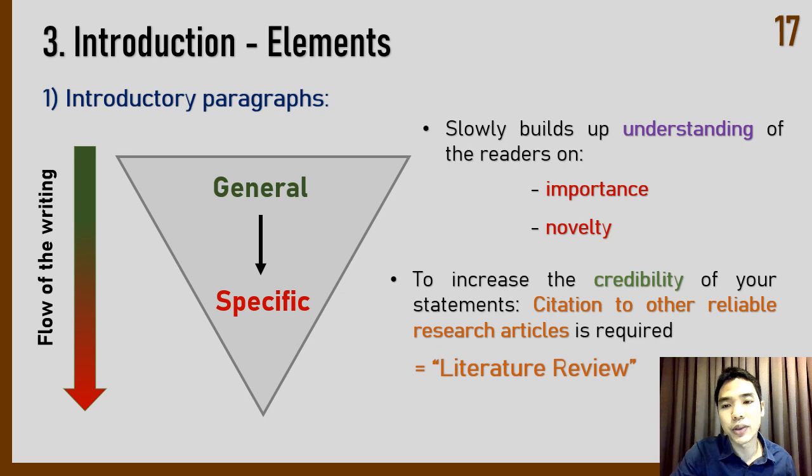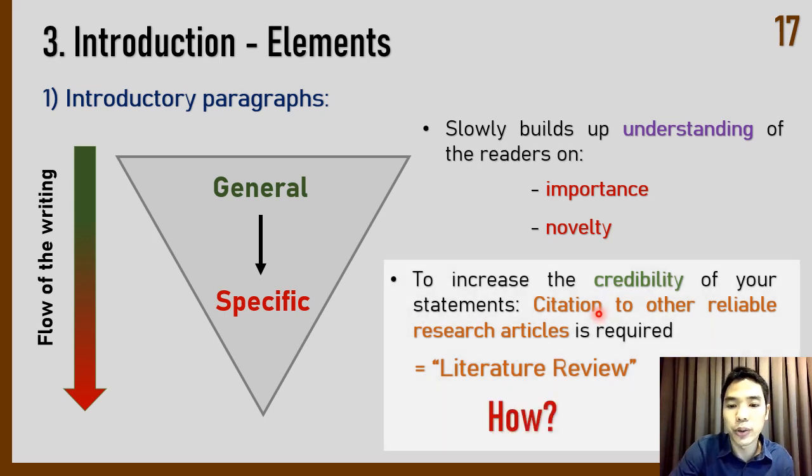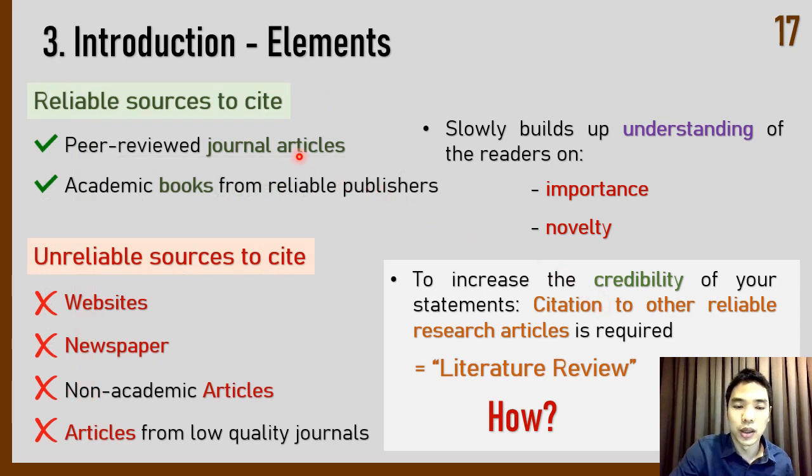Okay, now let's come back to this slide. As I mentioned, in order to increase the credibility, you need to do a literature review. So I'm going to show you how to do this. But before that, there are some sources that are reliable for you to cite. For example, peer-reviewed journal articles or academic books from reliable publishers. However, you should avoid citing unreliable sources.